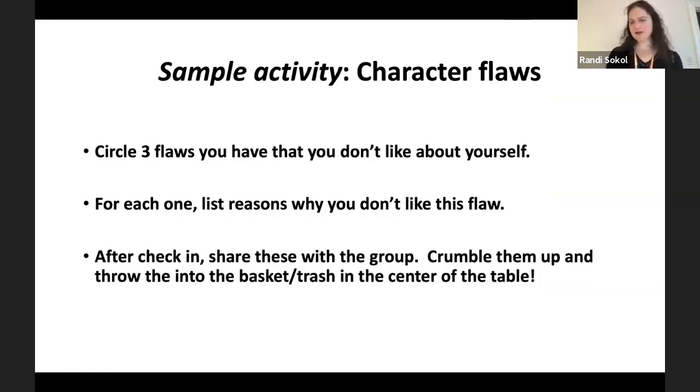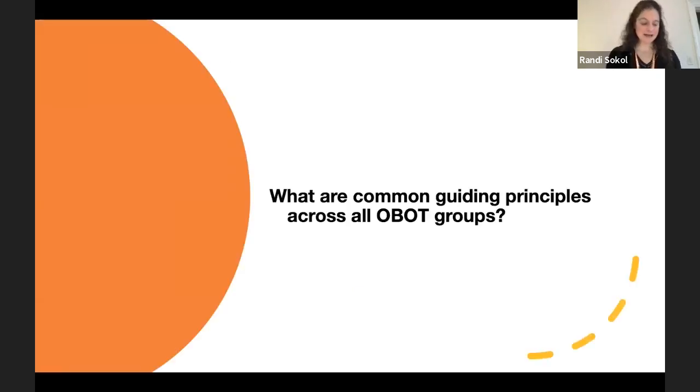For each one, list the reasons why you don't like this flaw. After check-in, share these with the group, and then crumple them up and throw them in the basket in the center of the table. We have had to modify some of our activities in the era of COVID to make them simpler.